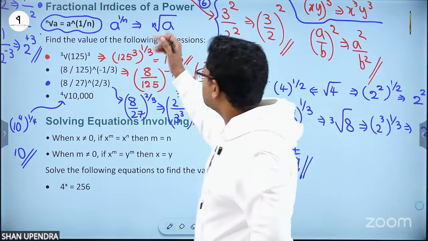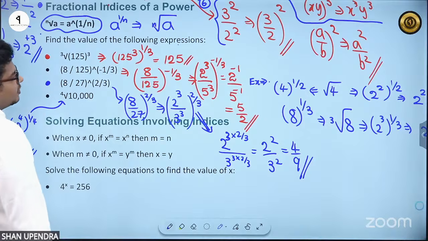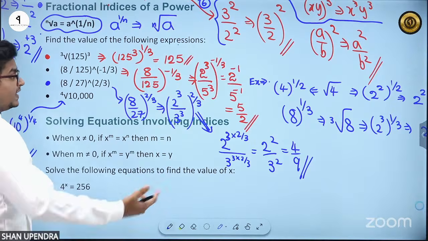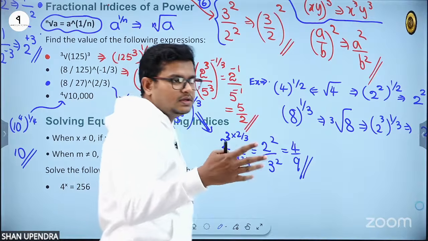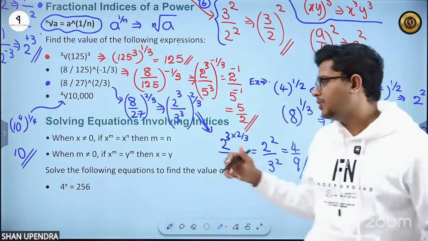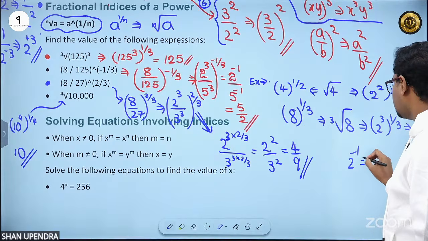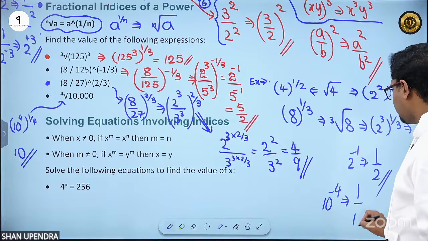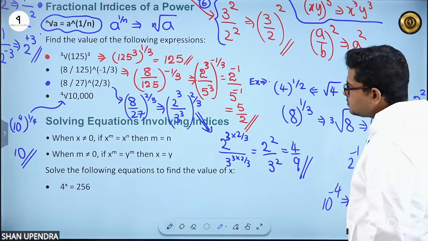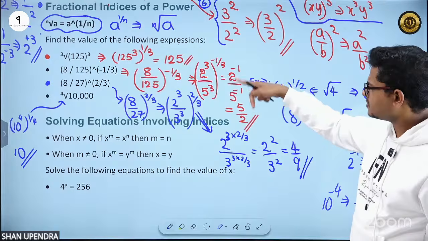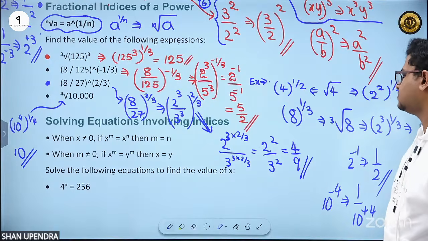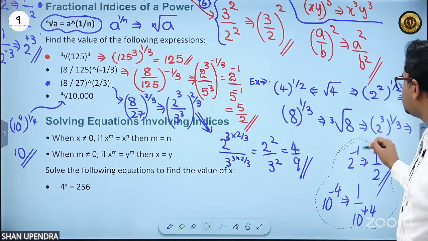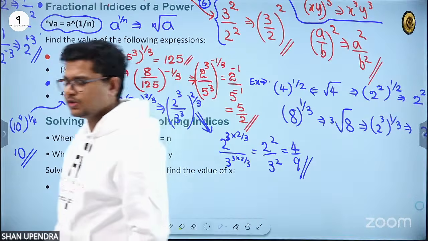So fractional indices of power is not that hard. When you represent this half, or 1 over 3, 1 over 4, or minus 1 over 3, minus means you can do the same thing. Let's say finally you are getting 2 to the power minus 1, then you can represent this as 1 over 2. 10 to the power minus 4, you can represent as 1 over 10 to the power 4. So get used to these kinds of small questions.